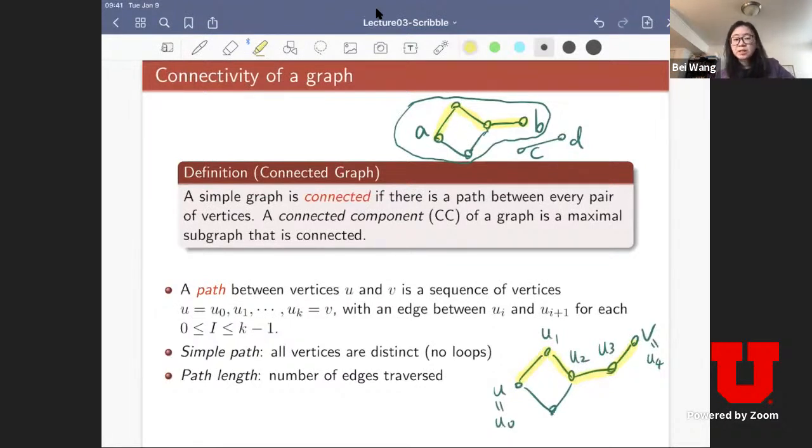And a simple path is one where all the vertices that you visit are distinct. If it's not simple, that means they are not distinct: you visit one node and come back to it, which means there's a loop in your path. All right. A path length is the number of edges that are traversed. In the example I gave, this is a path length of 1, 2, 3, 4. This is a path of length 4, where you traverse four edges.